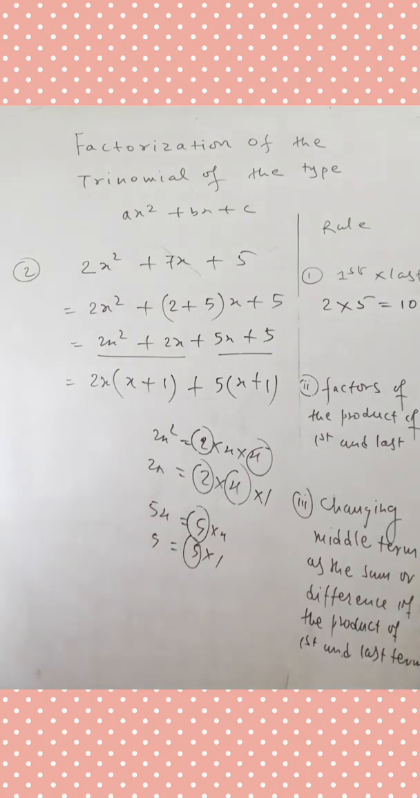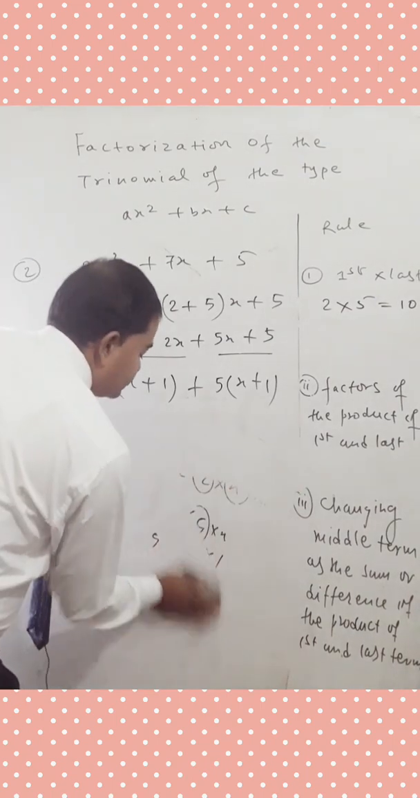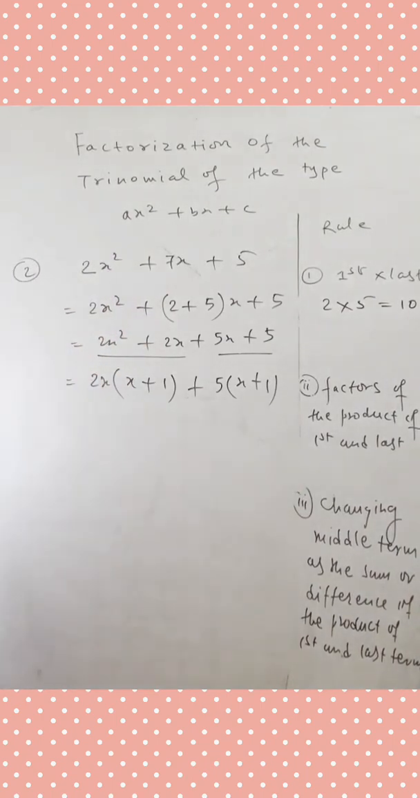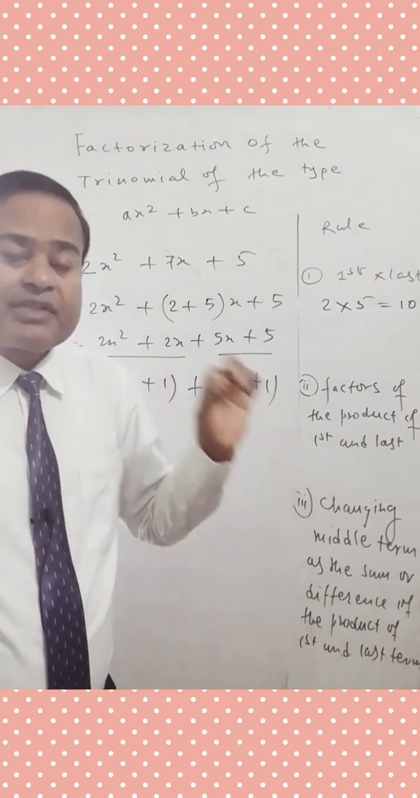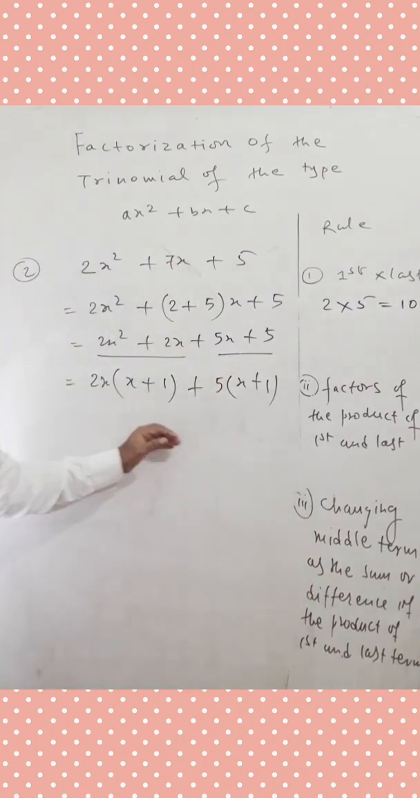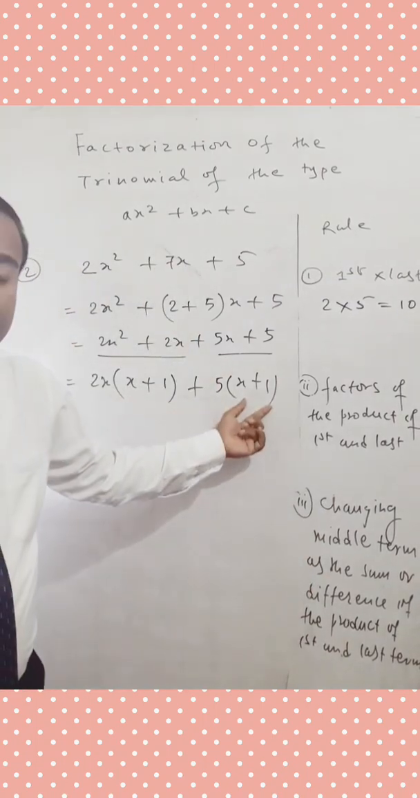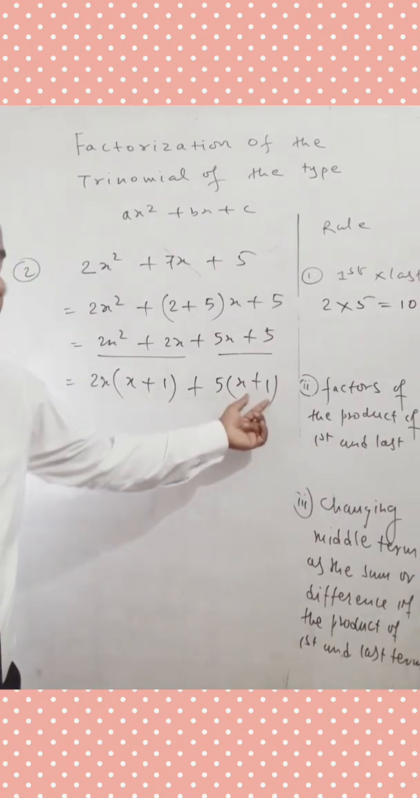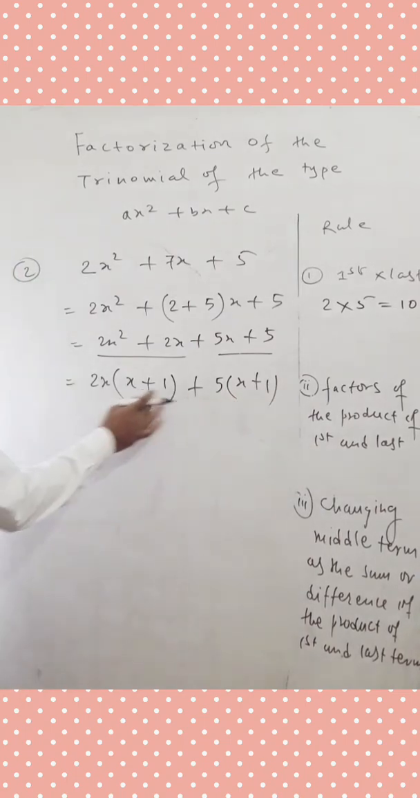So dear students, now in the first group and the second group, the second factor is the same. So it must be the same, otherwise we have to check whether our calculation is wrong or not. So in the first group and in the second group, one factor must be the same. So we have got x plus 1, x plus 1. The second factor we have got the same.